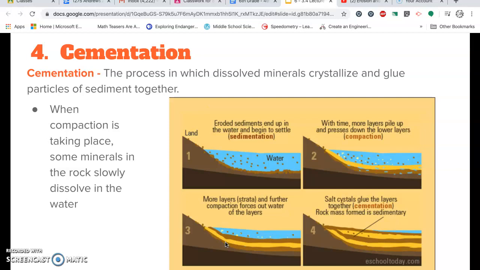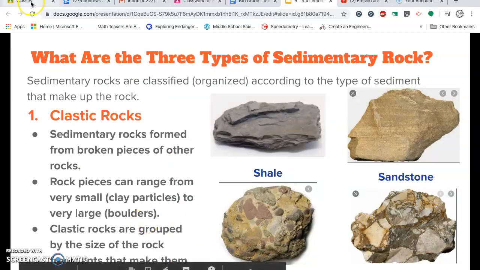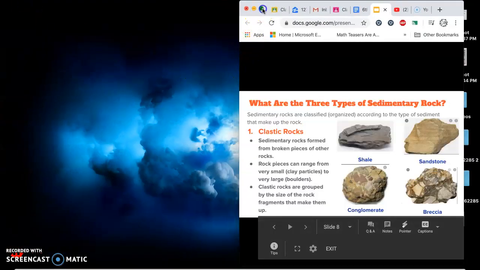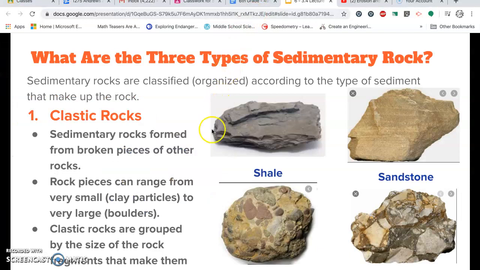All right, the three, let me see where I'm at with my time. I only have up to 15 minutes. Ooh, I gotta hustle it. The three types of sedimentary rocks. So you have clastic rocks.